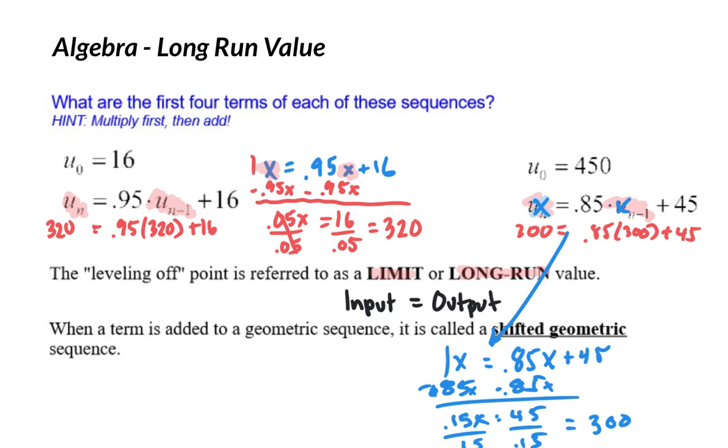Should be a quick, easy 2-step solve. Just got to remember the process and remember why it works. We want to know, when do we create the cycle that the input and output are the same? Let's do one more.